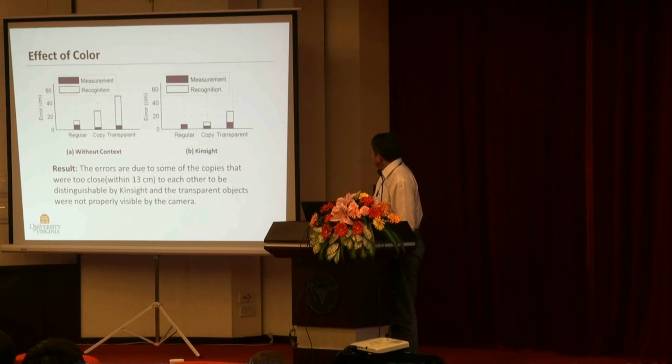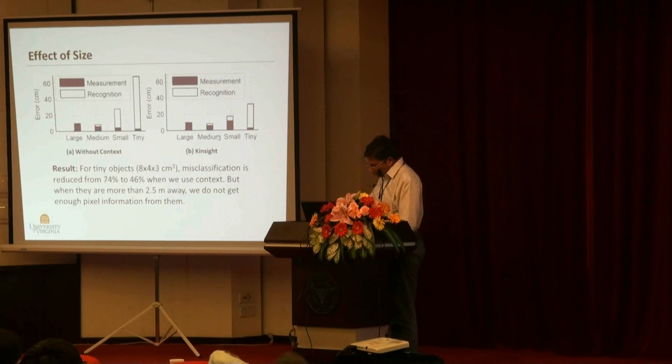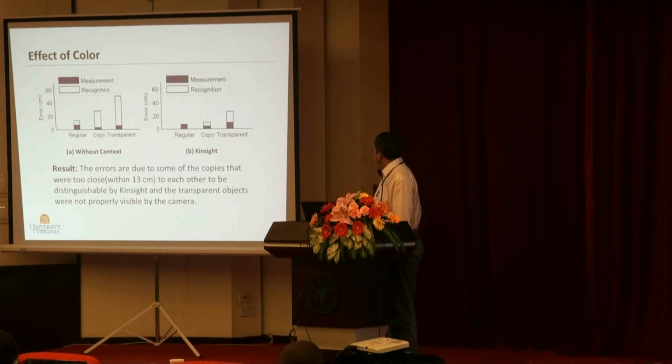Well, this is basically one weakness in the system. So if you have, for example, a transparent object, then the errors are considerably higher than for a regular copy of the same object sitting next to each other. And numerically, they established that if the objects are within 13 centimeters, it's hard to distinguish one from the other. That's the moral of this evaluation.